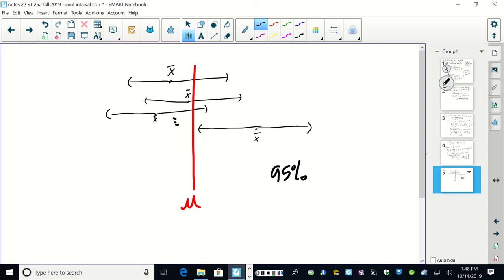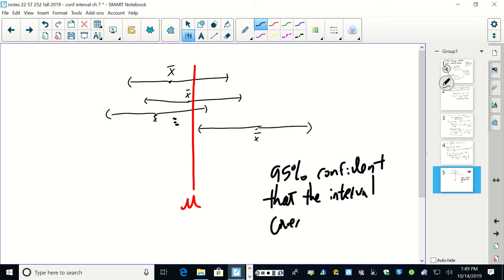But right, if we had 100 intervals, we would expect about 95 to cover and 5 would miss. Some would be too high, some would be too low. 2.5 up here, 2.5 down here, right? 95% confident that the interval covers the true value of the parameter value of mu.